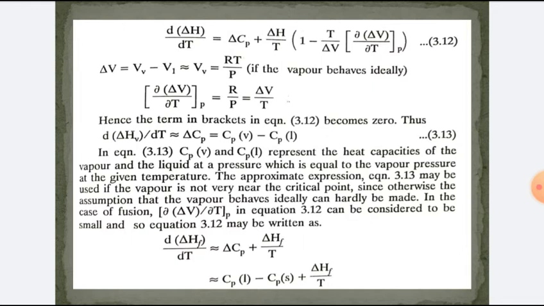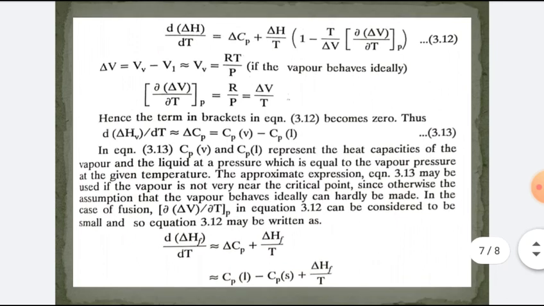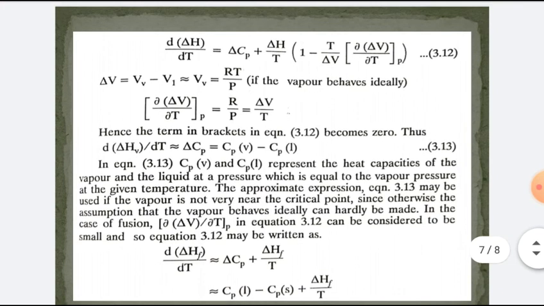In the case of fusion, the term in equation 3.12 can be considered to be small, and so equation 3.12 may be written as follows. So finally, del HF is the enthalpy of fusion. The change in enthalpy of fusion with respect to temperature will be given as the change in heat capacity at constant pressure and the heat of fusion with respect to temperature.